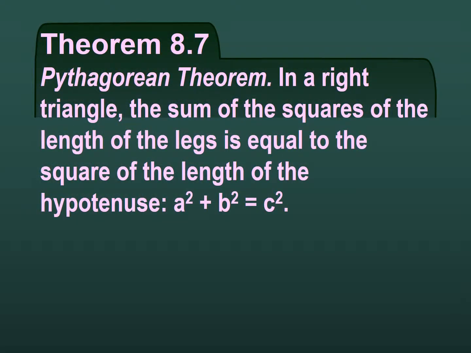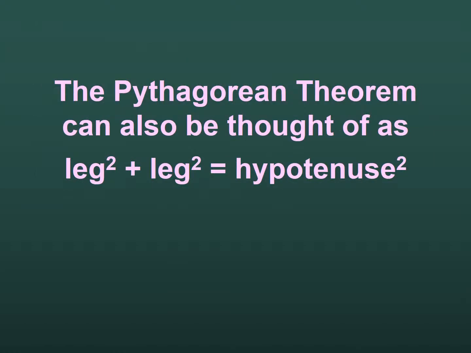So the Pythagorean Theorem, in words, just says that in a right triangle, the sum of the squares of the lengths of the legs is equal to the square of the length of the hypotenuse. So the theorem that you probably have heard of is that a squared plus b squared equals c squared. So the Pythagorean theorem can be thought of this: one leg squared plus the other leg squared is equal to the hypotenuse squared.